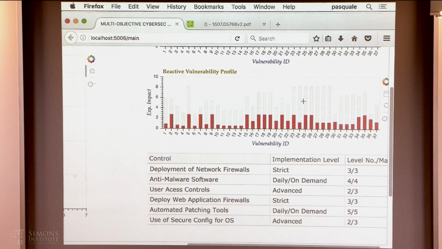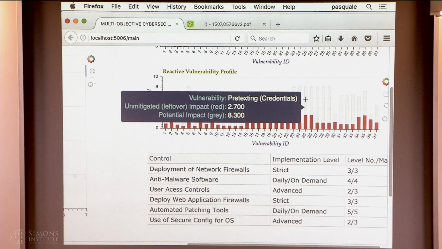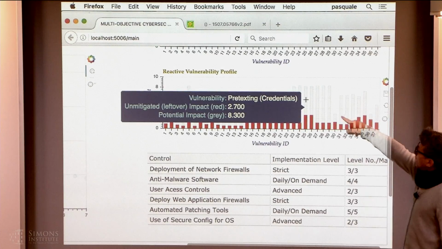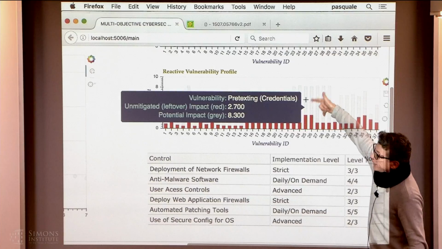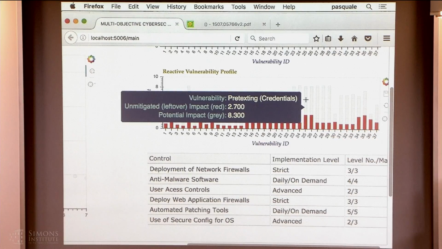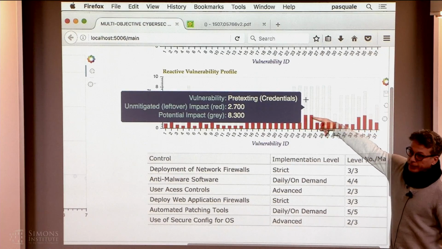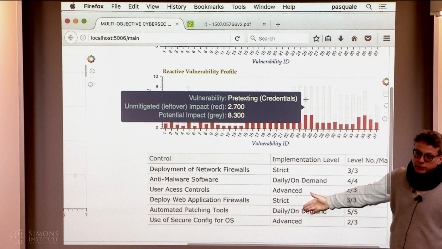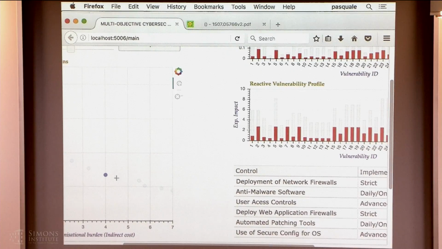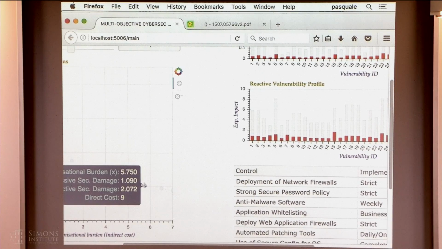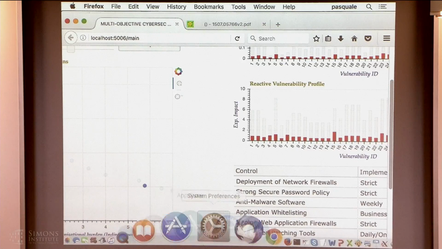vulnerabilities. So, for example, over there, this is pretexting credentials. Here we are in a sort of phishing kind of vulnerability. The gray area is the potential impact of that vulnerability on the organization in terms of data loss and so on. And the red area is the residual security risk once this portfolio is deployed. And so, as I move along the Pareto front, at this point I get less red, which means that I'm more secure. Okay, so what is it about? So let me start the talk now.